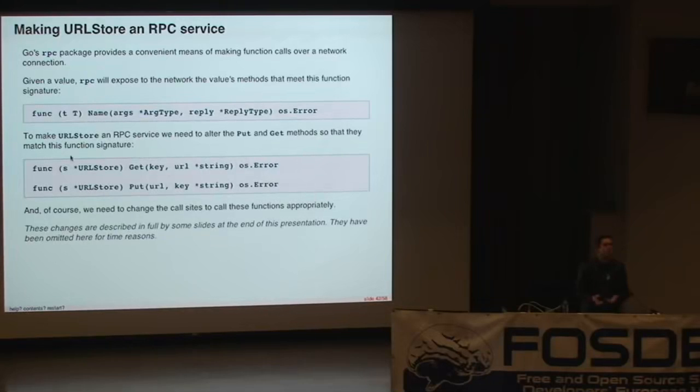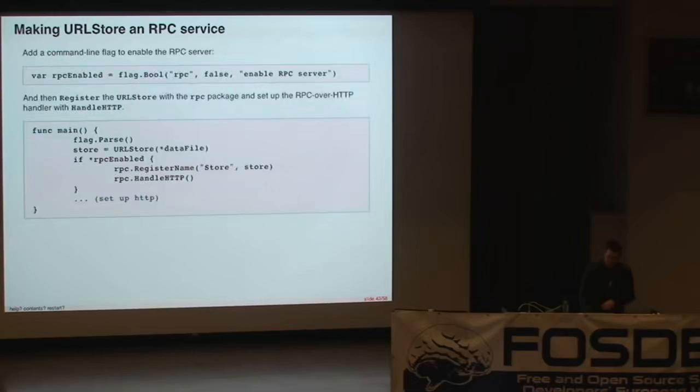So to make our URL store an RPC service, we need to change the function signatures of our get and put methods. So instead of get taking a key and returning a URL, instead it's going to take pointers to two strings, key and URL, and then return an error. And similarly, put is going to take pointers to URLs and keys and return an error. Now, once you've done that, you also need to obviously modify the call sites of those methods in our add and redirect handlers so that they do the right things. But I'm not going to show that now because I'm running out of time.